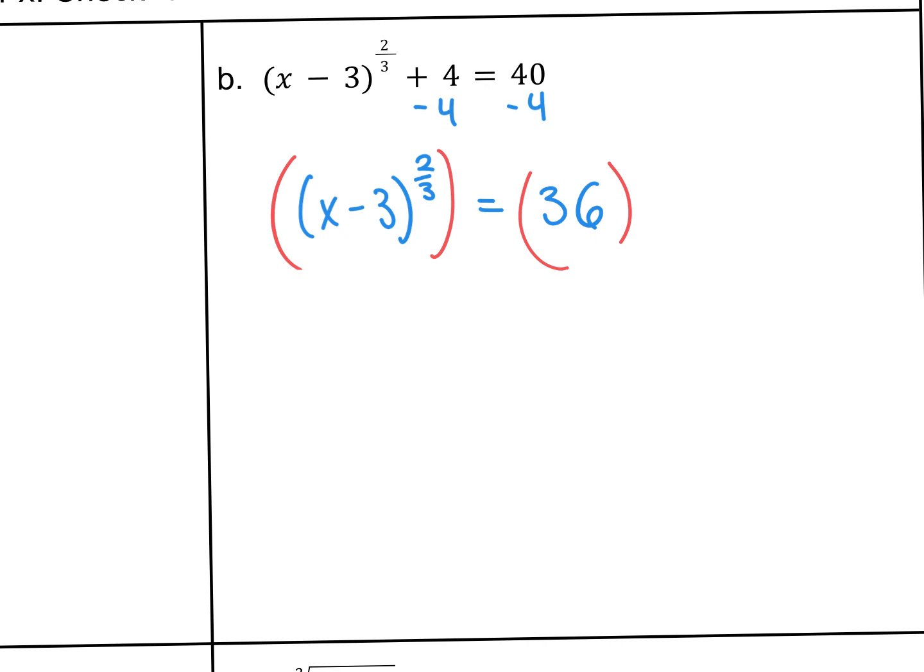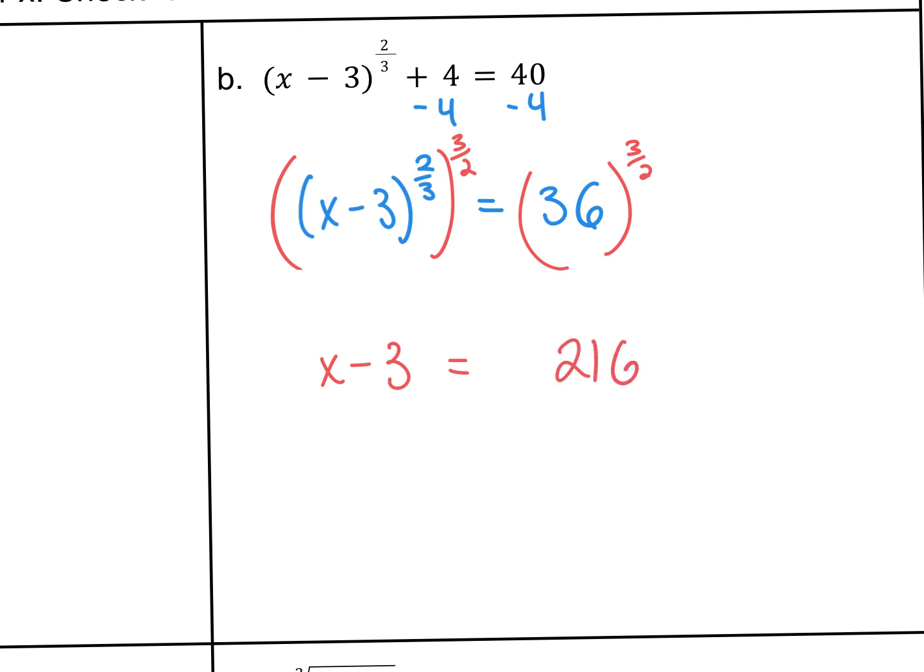Okay, we can look at 2/3 and know that that reciprocal is just flipping it over, 3 over 2 on both sides, okay? So again, on the left side, everything cancels out and just gives me what's underneath, which is what I wanted. On the right side, I take 36 to the 3/2 power. Just type that in your calculator. You don't have to know how to do that in your head, okay? But it gives me 216.